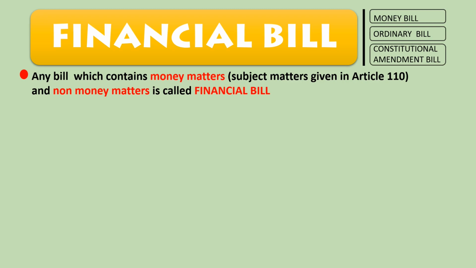And now let's understand the other part. The other part is creating an agency to investigate the corruption activities. Now this is non-money matter. Now we are having two matters, that is money matter and non-money matter. If we combine this money matter and non-money matter and form a bill, then we call that bill financial bill. Simple as that. Now I think the definition is clear to all of you.